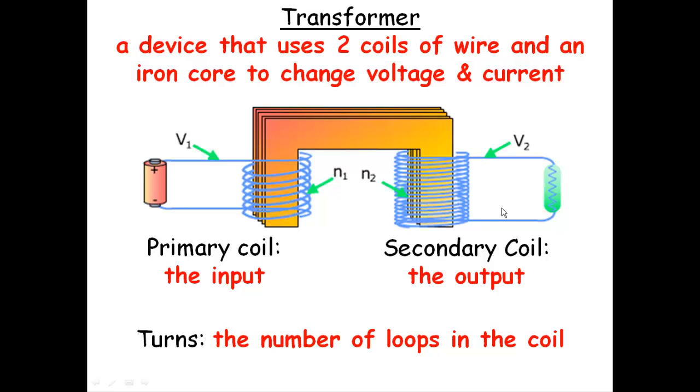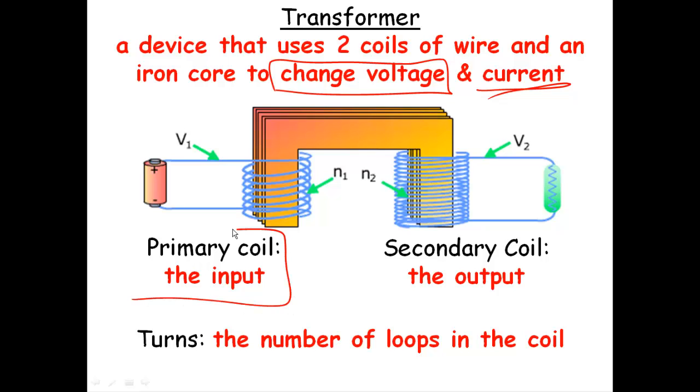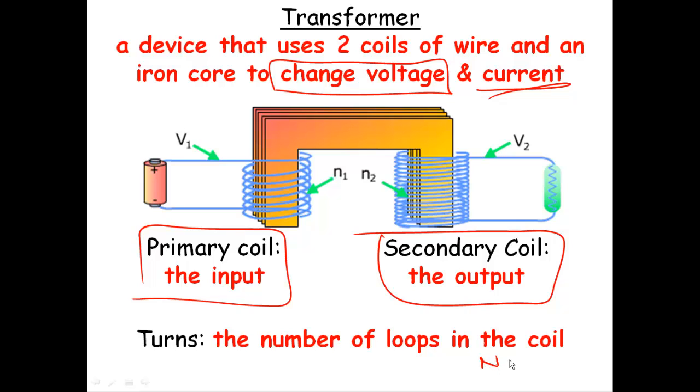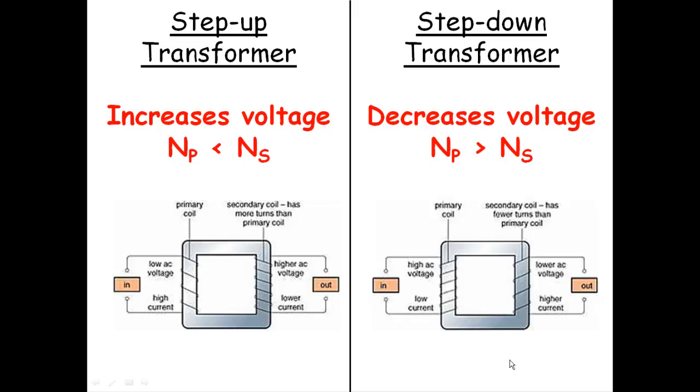A transformer is nothing more than a device that specifically changes the voltage. A byproduct is that the current will also change. There's some general knowledge terms that you need to know. The input side, in other words, the side you plug into the wall or hook up to a battery, that's called our primary. The output side, the one that your computer hooks up to, the one that goes to some game, that's called the secondary. And of course, the number of loops we call the turns of the coil. Mathematically, we'll just use an N to represent that.